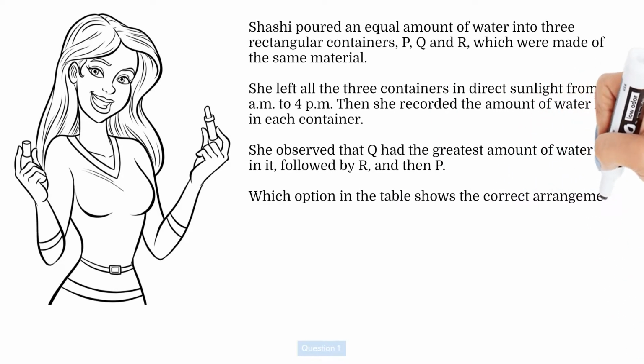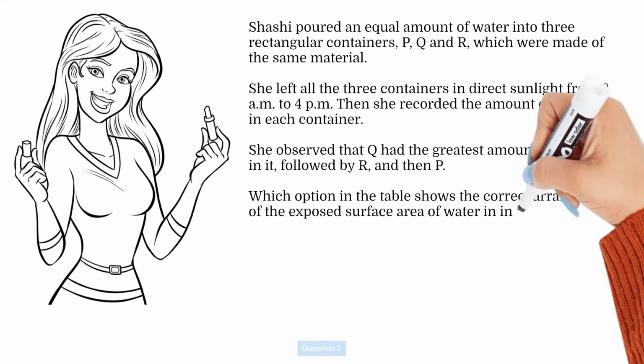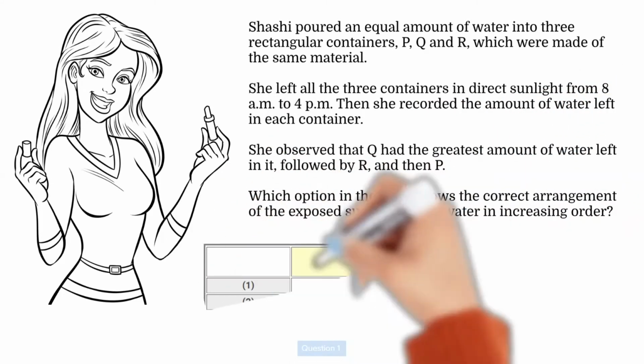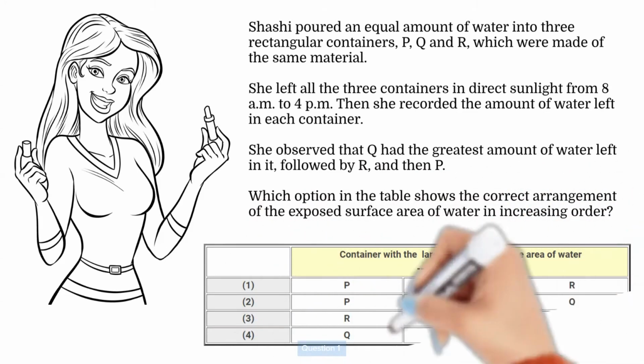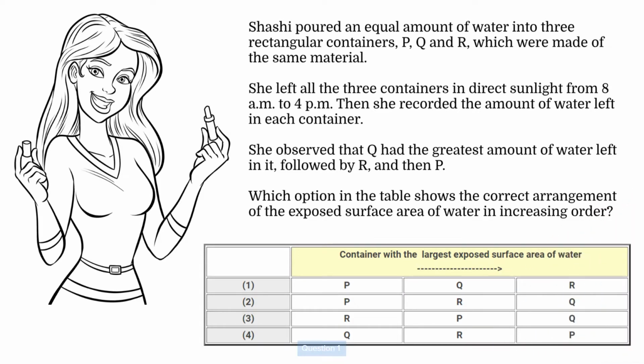Which option in the table shows the correct arrangement of the exposed surface area of water in increasing order? Check the options in the table below.